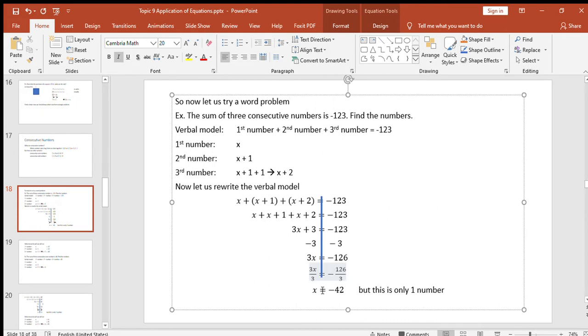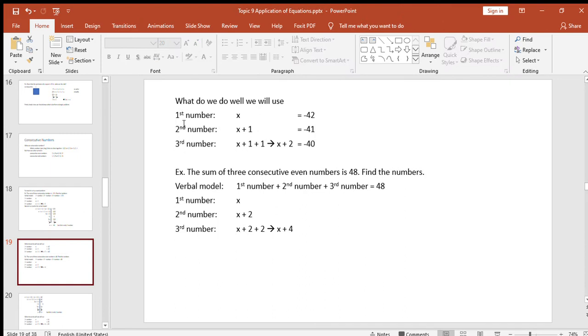But we don't stop here, okay guys? Don't stop here because we want numbers, plural form, and we only have one number. So how do we do that? Well, we had this thing previously, right? x is our first number, the second number will be x plus 1, and our third number will be x plus 2. If we plug negative 42 into our x, we're going to find our second and third number. Easy. So negative 42 is our first, negative 41 our second, and negative 40 our third.